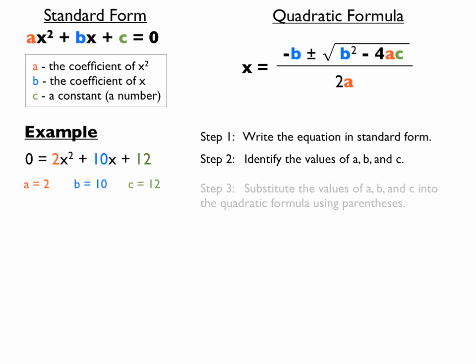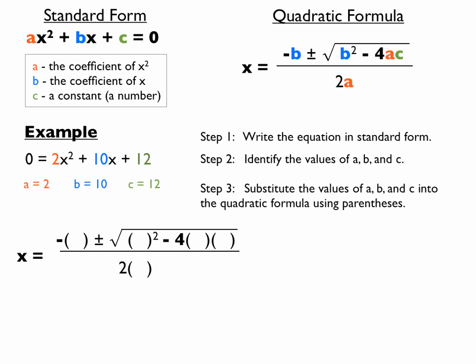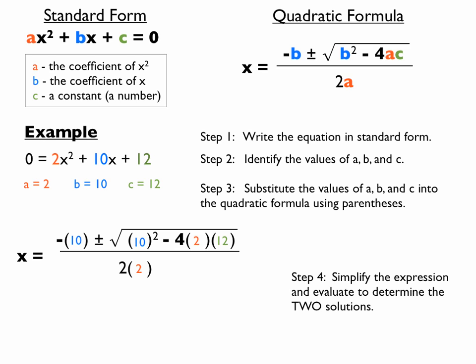Step 3 is to rewrite the quadratic formula using parentheses and to substitute the values of a, b, and c into it. So I'm going to rewrite the quadratic formula, replacing all of the variables with parentheses, and then I'm going to substitute the appropriate values. So the quadratic formula is x equals negative b plus or minus the square root of b squared minus 4 times the value of a times the value of c, all over 2 times the value of a. Now the last step, step 4, is to simplify that expression and evaluate to determine the two solutions.